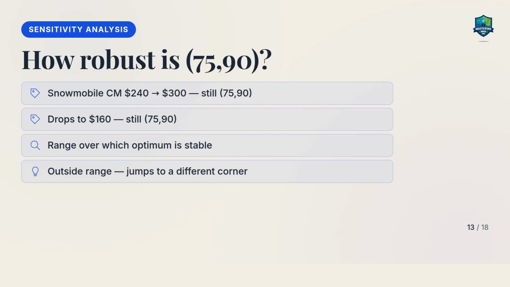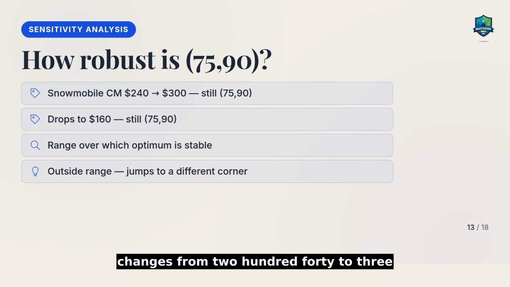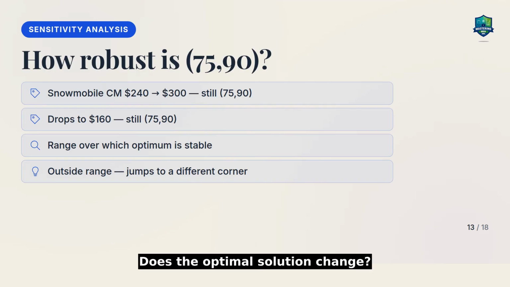Sensitivity analysis. Suppose the contribution margin per snowmobile engine changes from $240 to $300, maybe because direct material cost falls. Does the optimal solution change? Rerun the trial and error. The optimum is still 75/90. What if it falls to $160? Still 75/90. The corner point is robust.